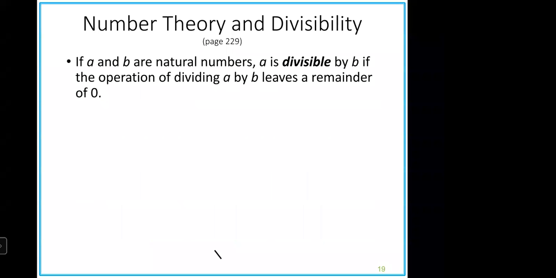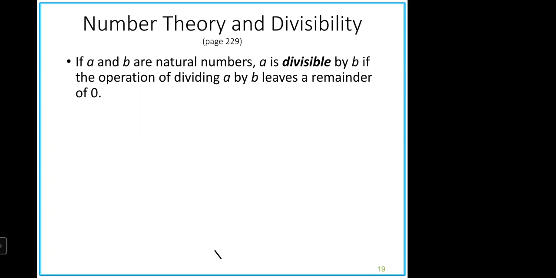Okay. Now, first thing we're looking at here is what they refer to as divisibility. Now, of course, when we see the word divisible, what word comes to mind? Divide. Okay, so it has to do with divide. So it says if A and B are natural numbers, and natural numbers we say are numbers starting from 1, 2, 3, and so on, if A and B are natural numbers, A is divisible by B.